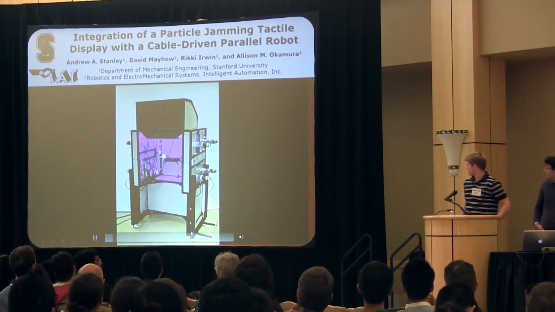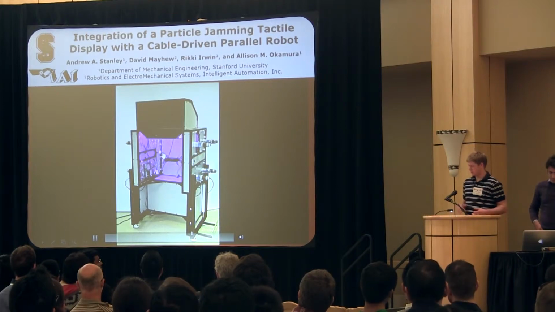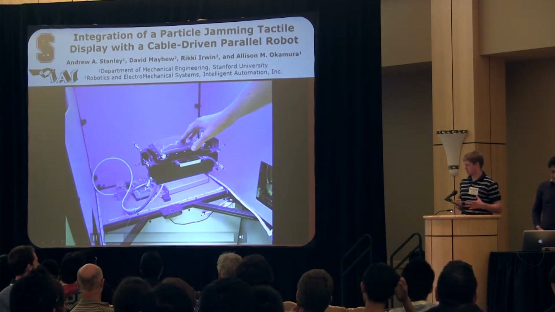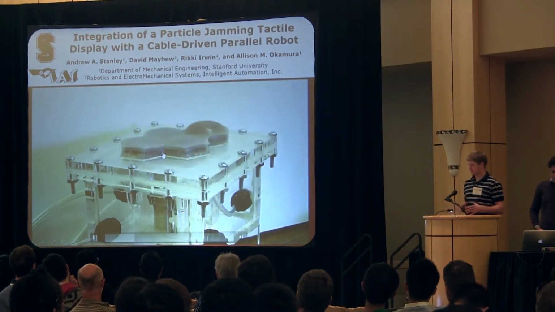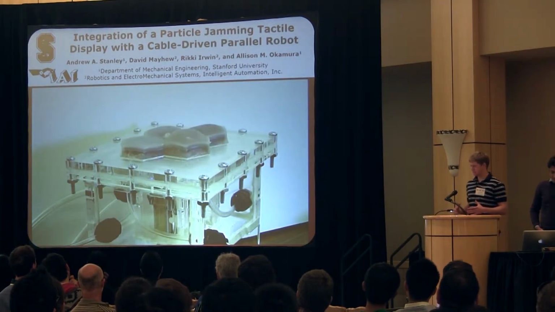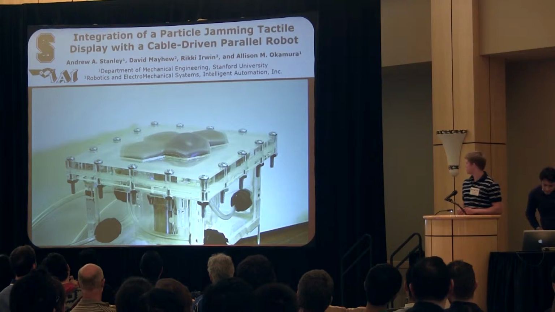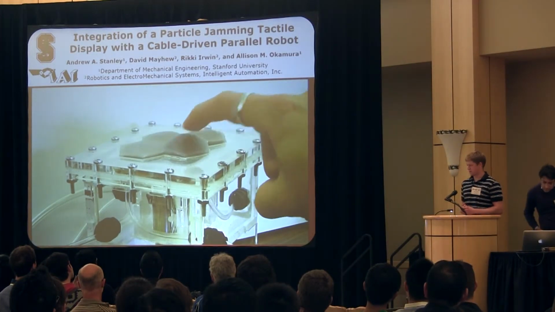So the goal of this tactile display is to create an encounter-type virtual reality, so that as the user reaches to different areas of the workspace, the tactile display will change shape and stiffness to match what is shown on the virtual reality on the screen above it.